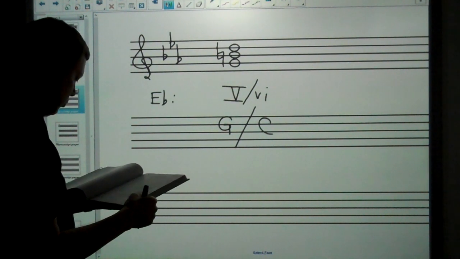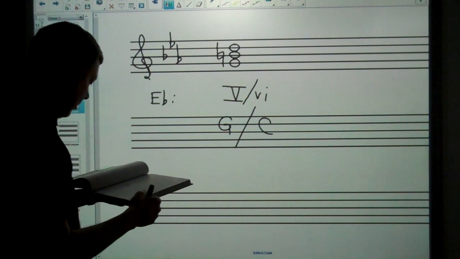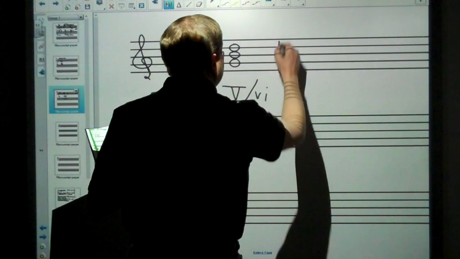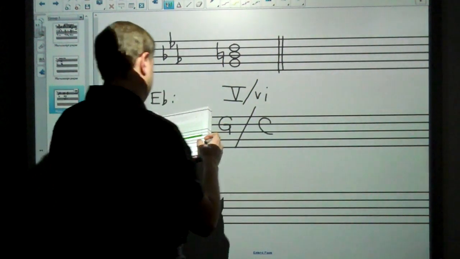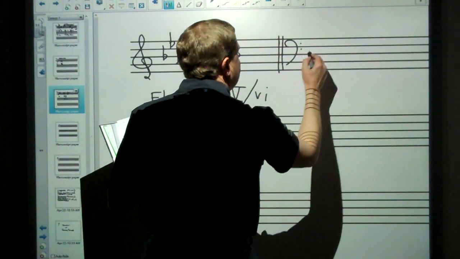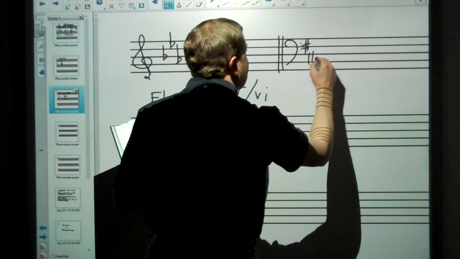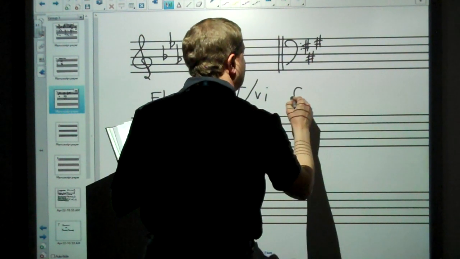Okay. Let's do maybe one more example of this. Let's go to a different clef and a different key. Let's say we're in the bass clef and we're in the key of F sharp minor.